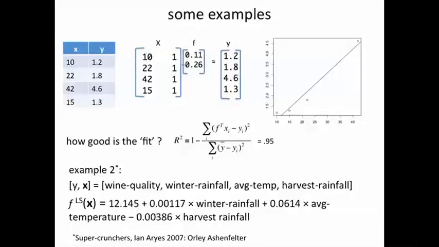The important thing to note is that we have possibly positive correlations between the output variable y and the input variables, such as a positive value here, here, and here, or we could have negative correlations. So in this case, 0.26 is negative, 0.0036 is negative. So if harvest rainfall goes higher, the quality goes down, unlike the positive correlation with respect to, say, winter rainfall.